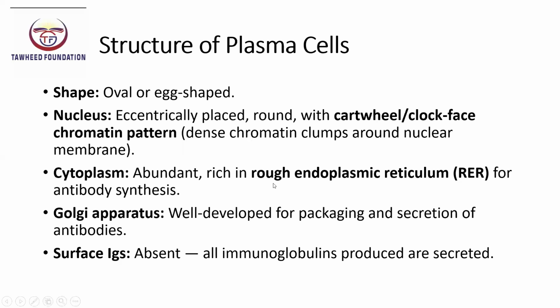The cytoplasm is abundant and basophilic, reflecting a high content of rough endoplasmic reticulum, that is RER, which is necessary for antibody synthesis. The Golgi apparatus is well developed and functions in packaging and secreting antibodies efficiently. Importantly, plasma cells lack surface immunoglobulins as their role is to secrete, not to bind antibodies. This structural specialization ensures that plasma cells are highly efficient antibody factories.